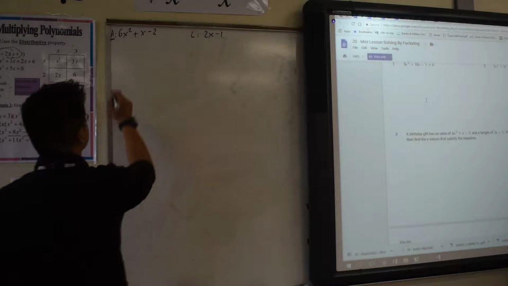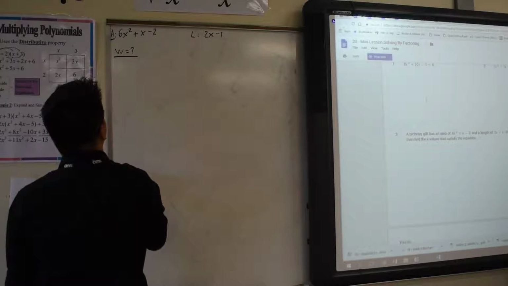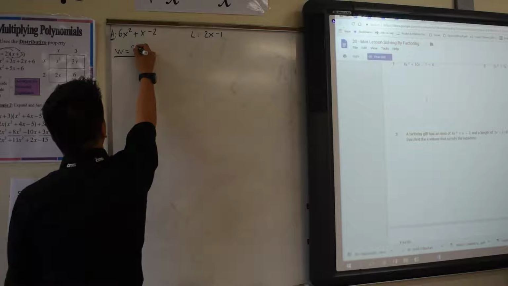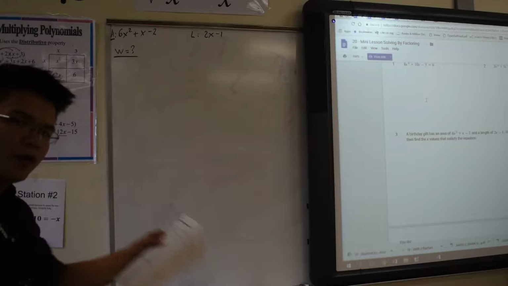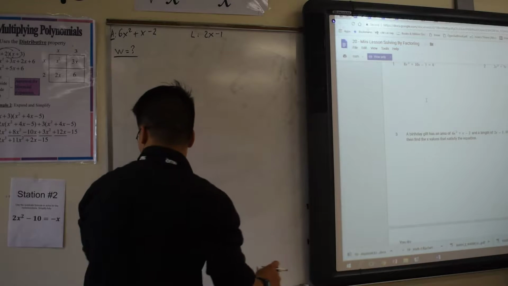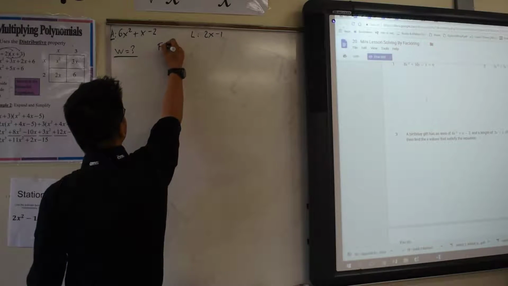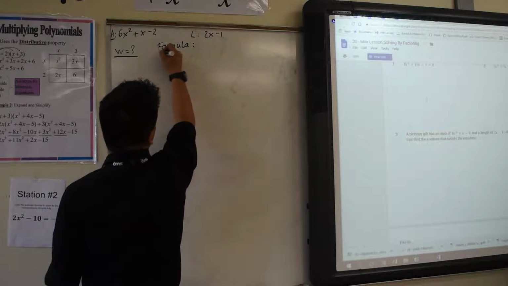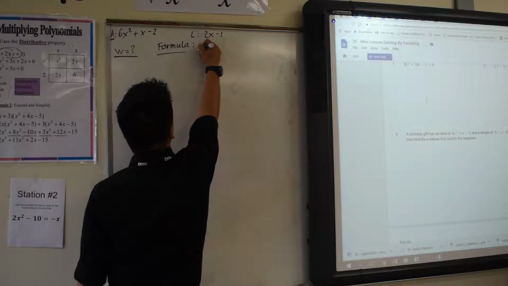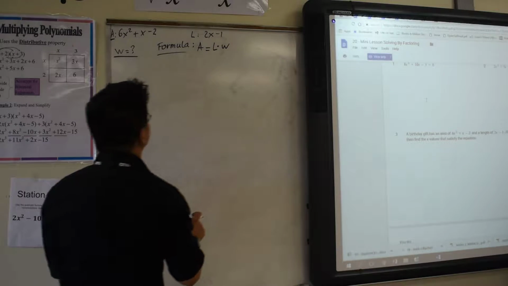Question number 1 is asking for the width. Now, to find your width, you need to know the formula of an area. Again, this is back in Math 1. You're supposed to remember this. This is the easiest formula ever. Area will equal length times width.